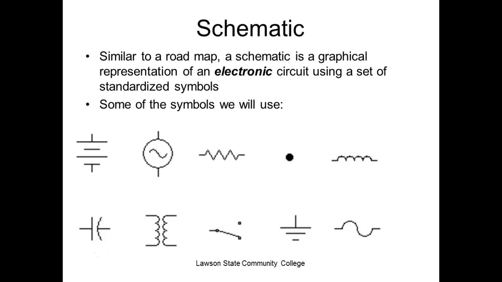So we have two types of current. We have direct current. This is current that's flowing in one direction. Then we have alternating current. This is current that's constantly going back and forth, back and forth.